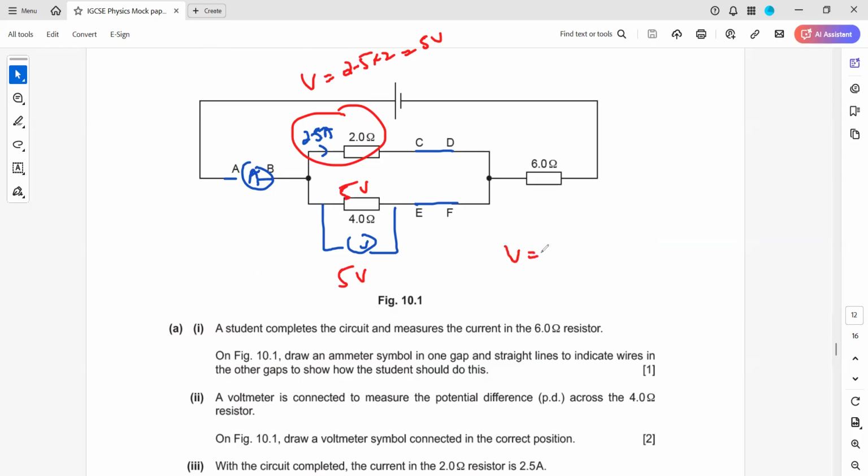And if you need the current, V equals IR, so V over R is equal to I. V is the voltage, that is 5, and R is the resistance, 4. So 5 divided by 4, that is 1.25 ampere, will be the current. So 1.25 ampere here and 2.5 ampere here. So what is the total current? 2.5 plus 1.25, so 3.75 is the total current which entered the circuit. But we don't need the total current. We just need the current in the 4 ohm resistor.